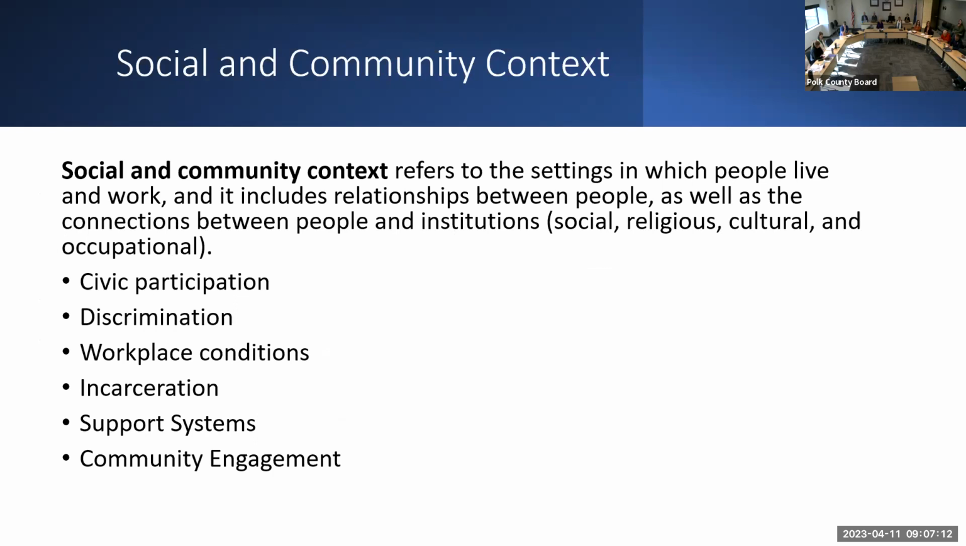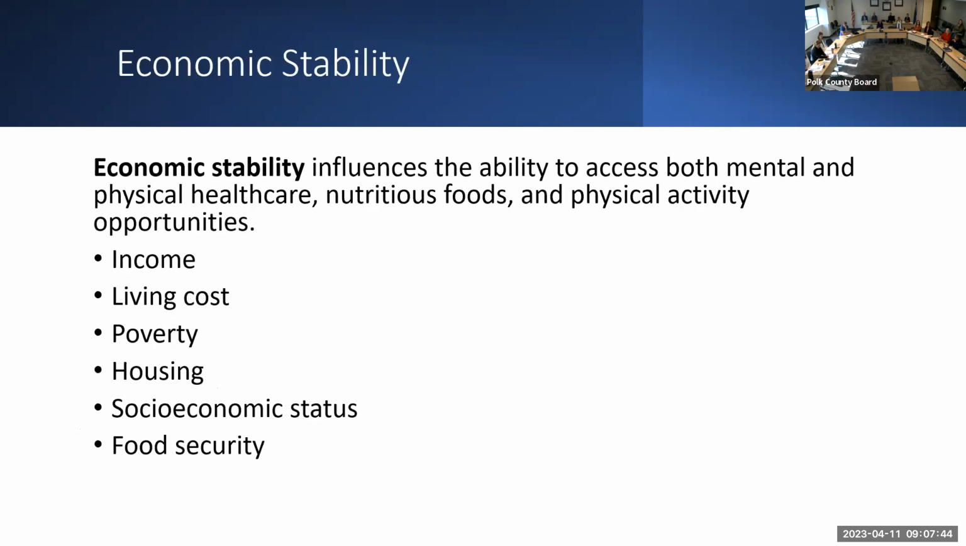So social and community context refers to the settings in which people live and work, and it includes relationships between people as well as the connections between people and institutions, whether those be social, religious, cultural, or occupational. So some things that fall under that umbrella would be like civic participation, discrimination, workplace conditions, incarceration levels, support systems within the environment, and levels of community engagement. Next slide, please. And then economic stability influences the ability to access both mental and physical health care, nutritious foods, and physical activity opportunities.